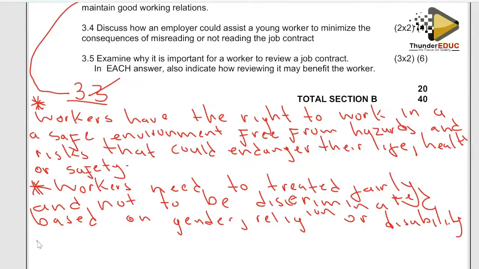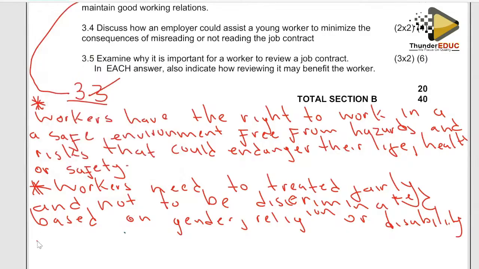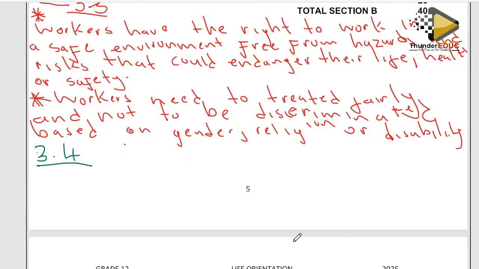3.4 will be our next question. 3.4: discuss how an employer could assist a young worker to minimize the consequences of not reading or misreading the job contract. So you find that job contracts are usually legal documents which young employees might not understand. So it is also the responsibility of the employer to make it easier for the young worker to understand the contract.